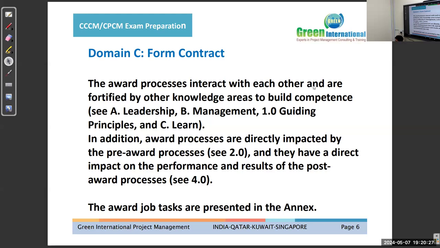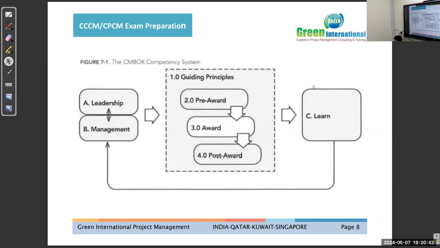The processes interact with each other and are fortified by other knowledge areas to build competence: leadership, management, guiding principles, and so on. As you remember the figure, which we will see in the next figure also, it clearly shows leadership, management, then the guiding principles, which cover the overall life cycle of the contract: pre-award, award, and post-award, and then there is learn. So this is the competency system of the same book, and accordingly the contract management cycles work.